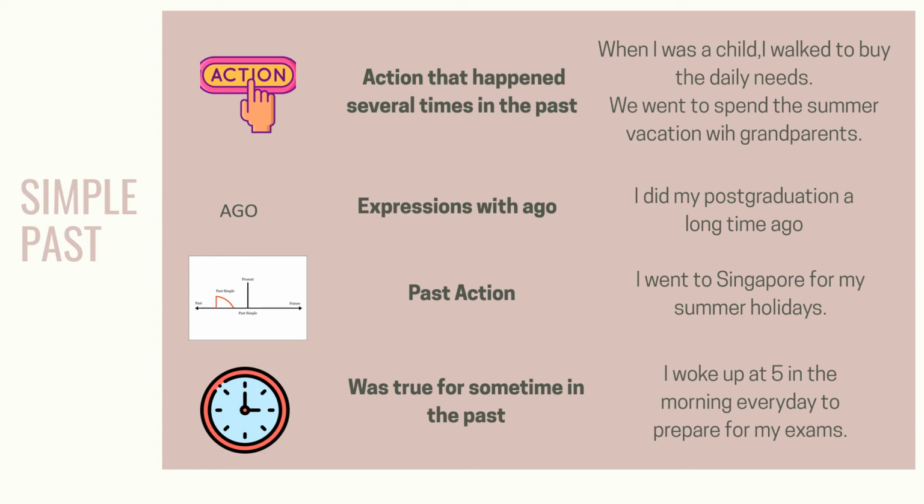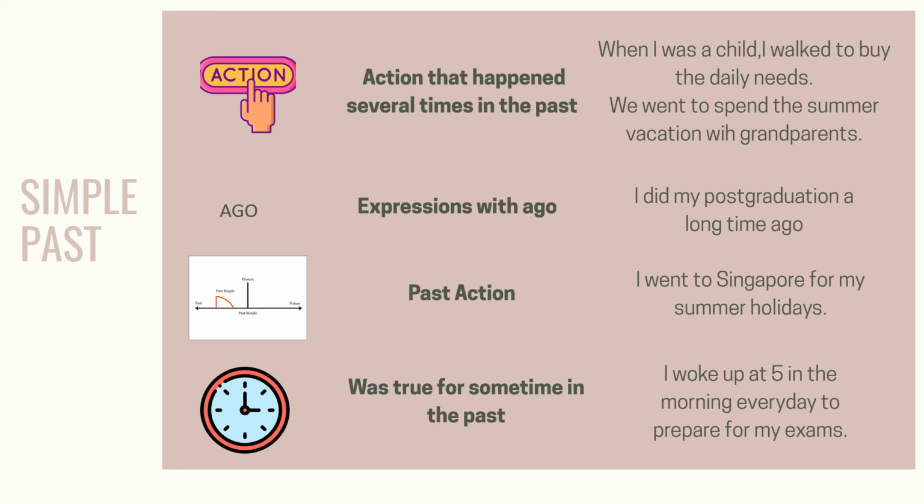Let us see where simple past tense is used. Simple past tense is used with actions that happened several times, many times in the past. We went to spend the summer vacation with grandparents. Maybe not for one summer vacation, for many summer vacations. What you need to remember is an action that began in the past and was also completed in the past. It has nothing to do with the present or the future.